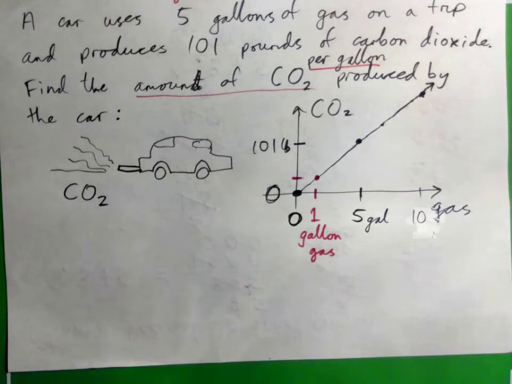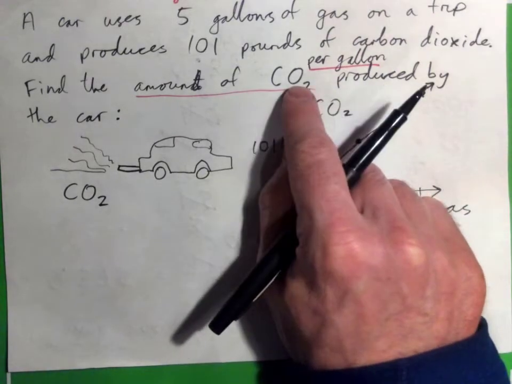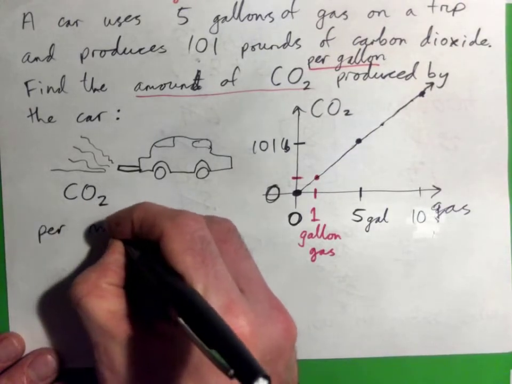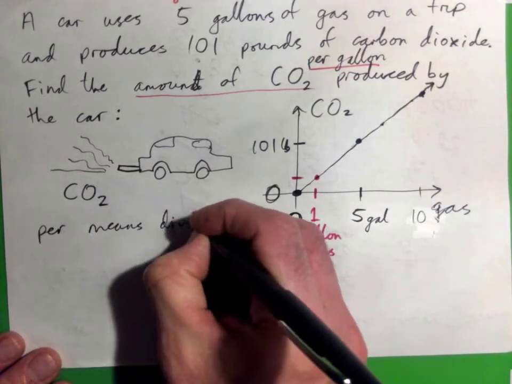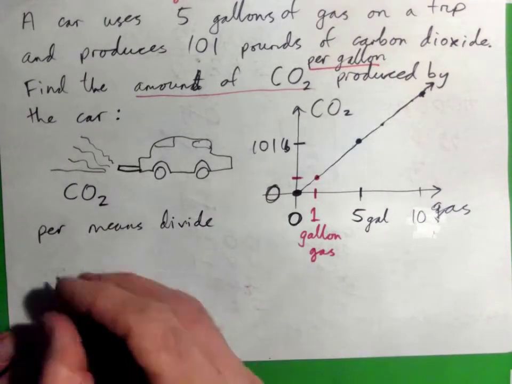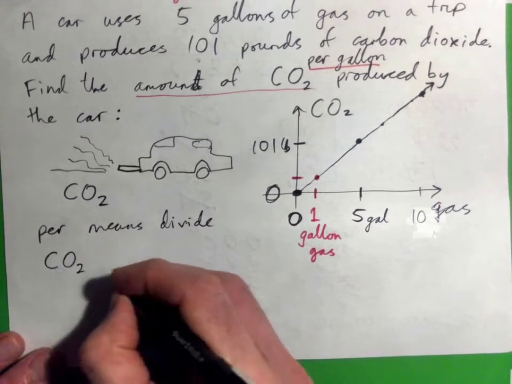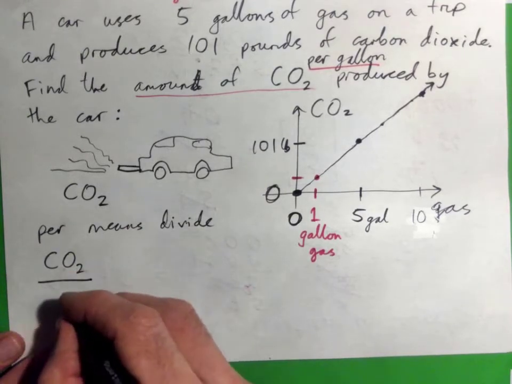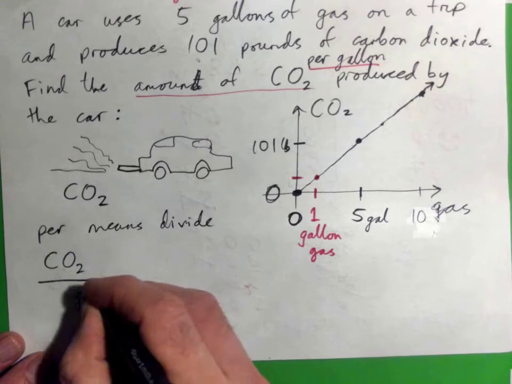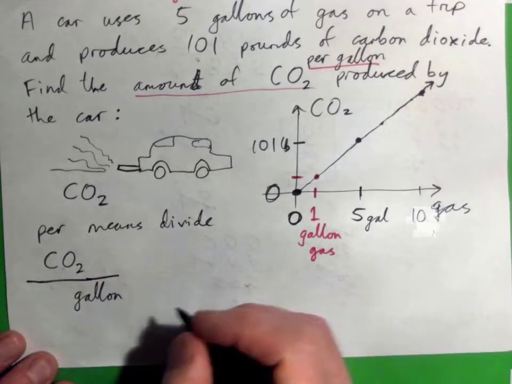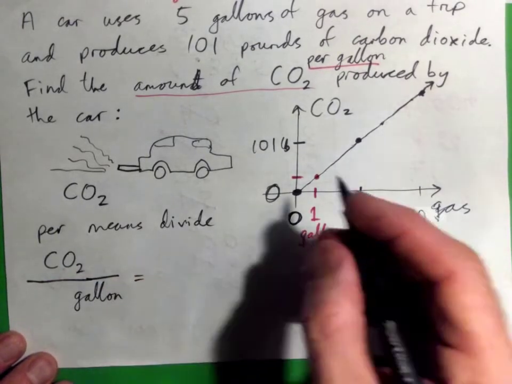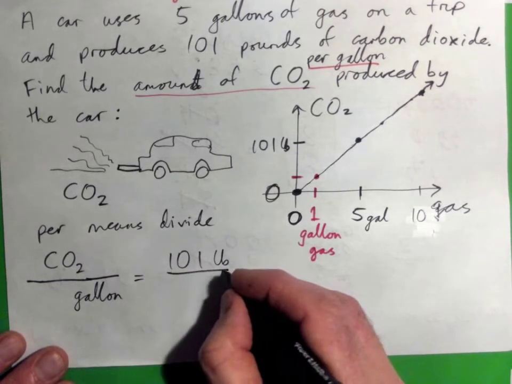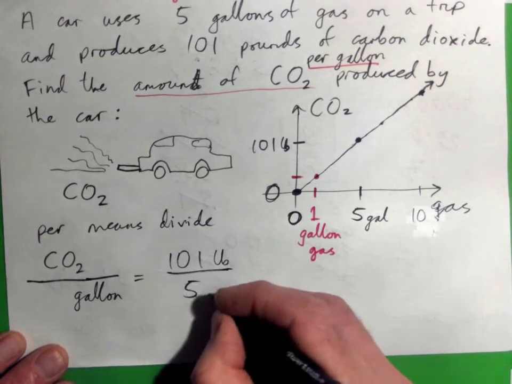So anyway, we want to find the amount of CO2 per gallon. Per means divide. Per means divide. So we go CO2 per gallon of gas. That's what we're looking for, right? CO2 per gallon, right? And we've got 101 pounds of the CO2, LB for pounds. We've got 5 gallons of gas. Clear on that?